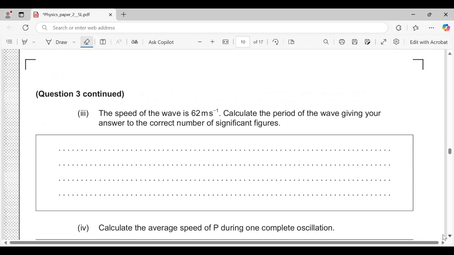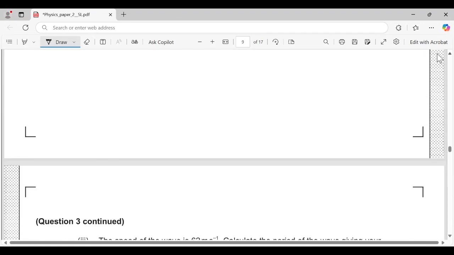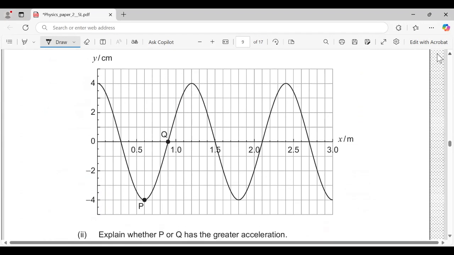The speed of the wave is 62 meters per second. Calculate the period of the wave, giving your answer to the correct number of significant figures. So I would like to use this formula that T equal lambda over c. Lambda is 1.2. If you look at this graph, this diagram is 1.2 from this point to this point. It is lambda.